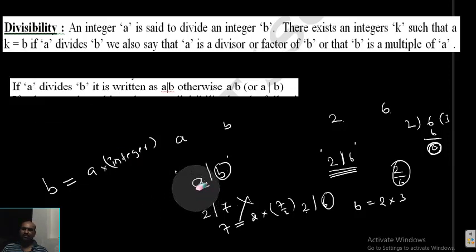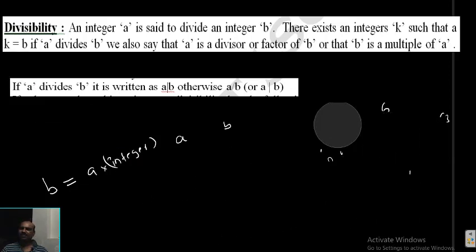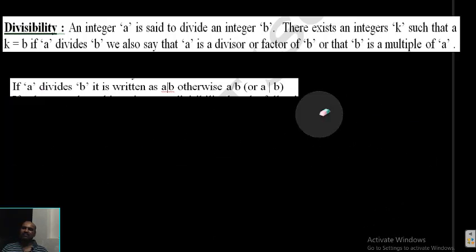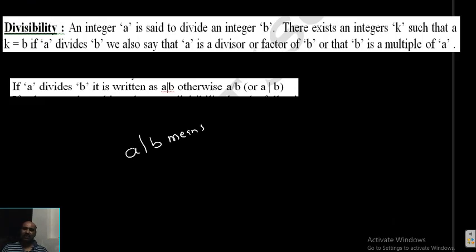I hope you understood. Once again, listen, this is important. A | B means A divides B, or B is divisible by A.